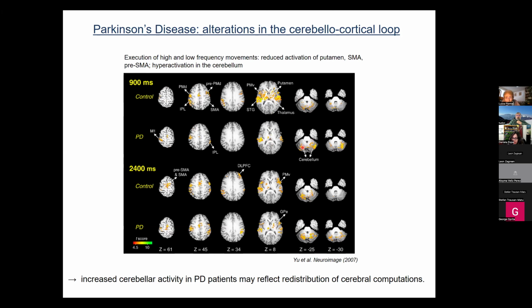but there is evidence for an overactivation of the cerebellum compared to the normal subject at the same time of a movement, as if it compensates for the lack of the activation of the basal ganglia. So we see that this is transient, since we don't see it a little more later in this moment of the movement. And it must be linked to a movement and limited in time for that type of movement. So we see that we have this increased cerebellar activity in Parkinsonian patients that may reflect redistribution of cerebral computations.